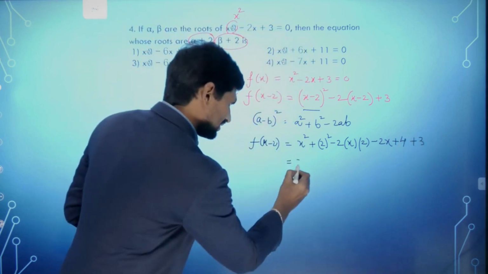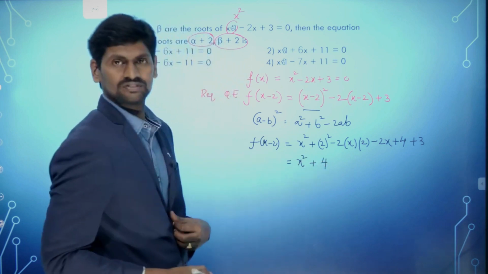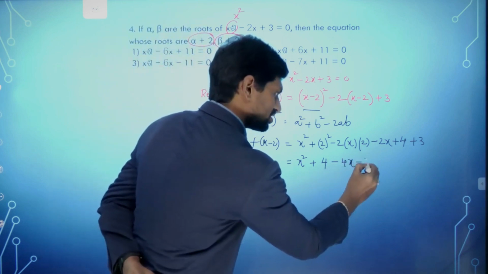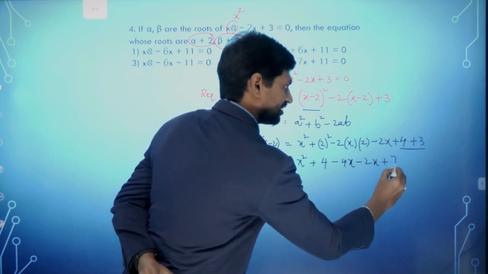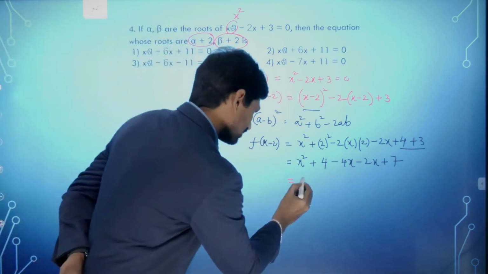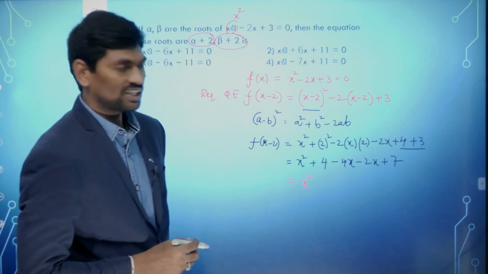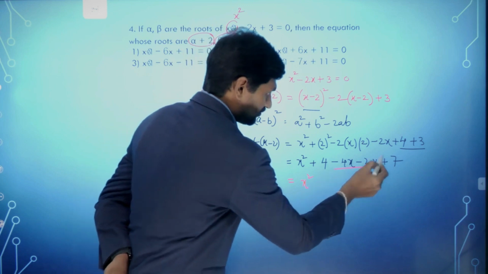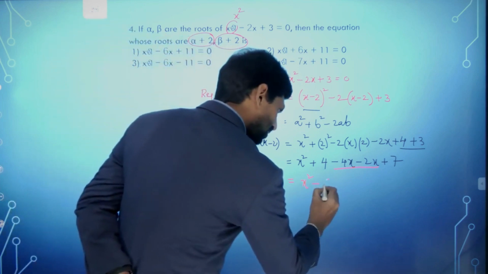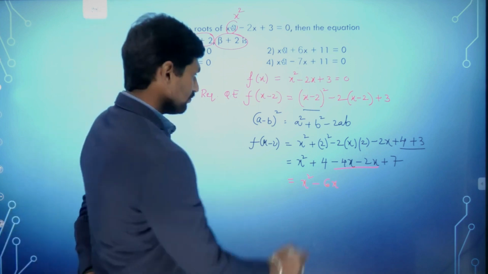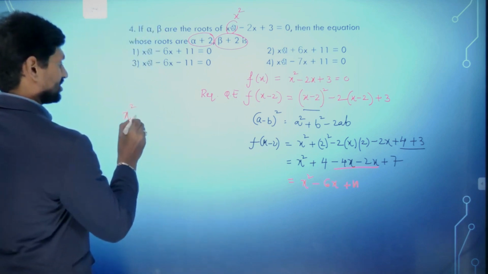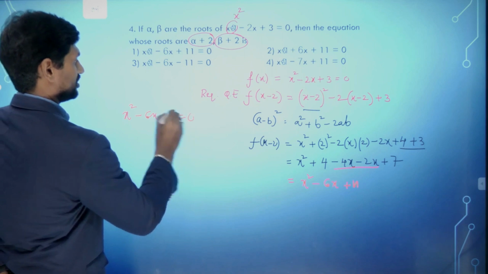Right, expand this. x square, 2 square value 4, minus 2 2s are 4, 4x. Next, minus 2x, 4 plus 3 is 7. The x square term is a single term, so I can write it directly as it is. Now x terms: minus 4x minus 2x, both are negatives, so we add with the negative symbol. Minus 4x minus 2x is minus 6x. Now remaining numbers, 4 and 7. 4 plus 7 is 11. Therefore, our required equation is x square minus 6x plus 11 equal to 0.